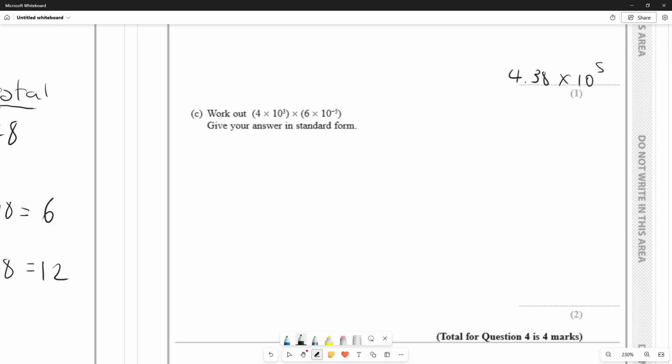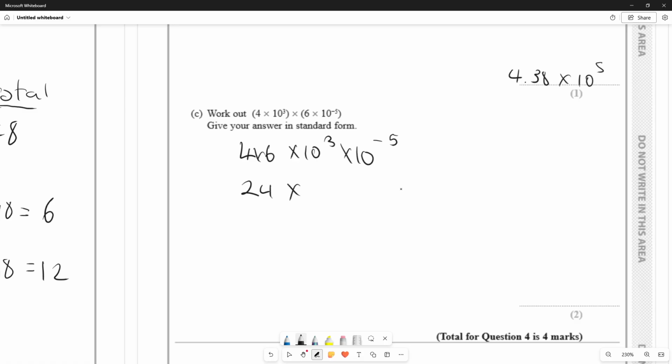So let's rearrange these by putting the non-10 powers to one side and the 10 powers to one side. So we'd have 4 times 6, which is 24, and then 10 cubed times 10 to the -5. Now we can evaluate this much easier. You have 4 times 6, which you can simplify down to 24, and we have 10 cubed times 10 to the -5.